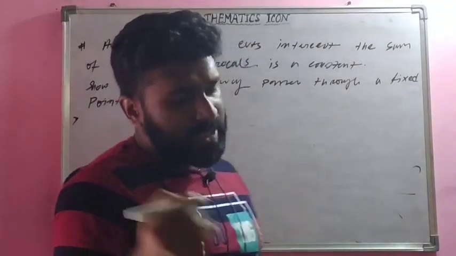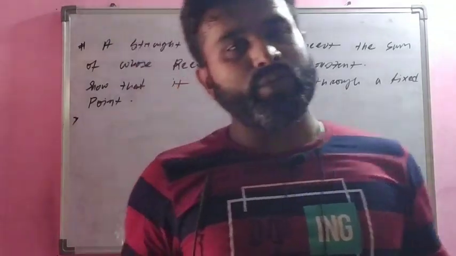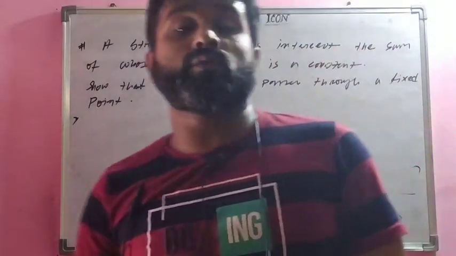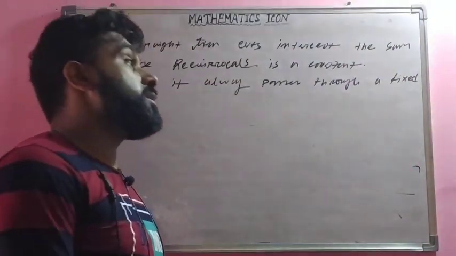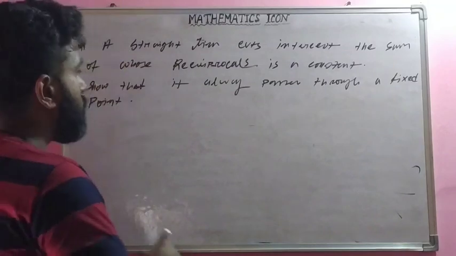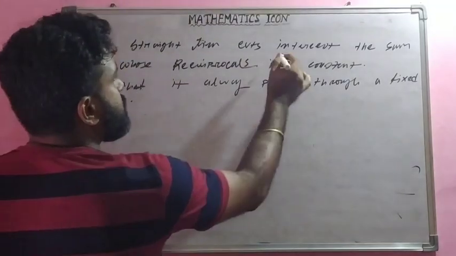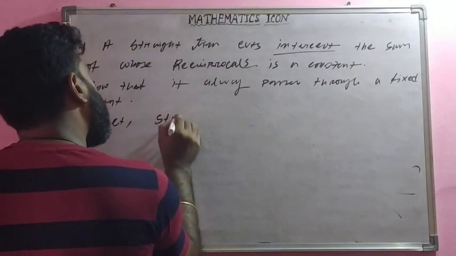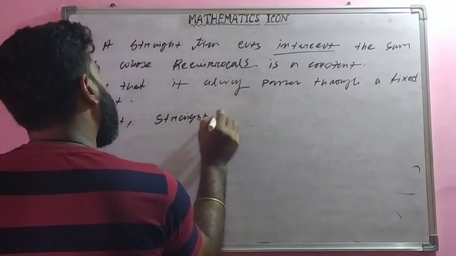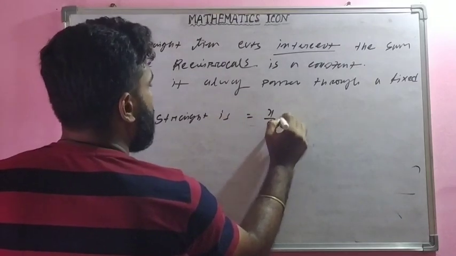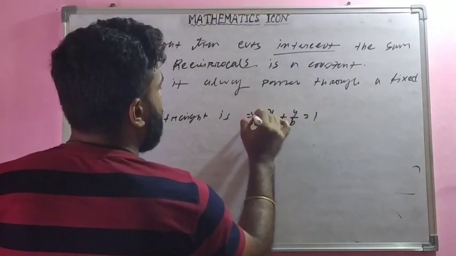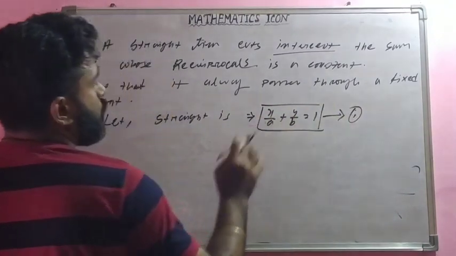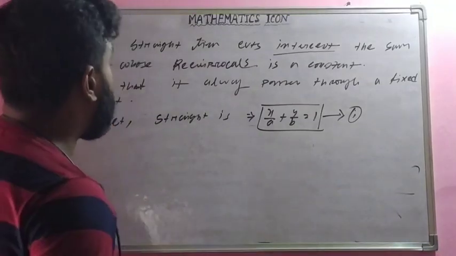Now here, at first a straight line equation should be assumed. What type of equations and what type of straight line formations needs to be chosen here? The word intercepts is used, so obviously we have to choose, let the straight line be x by a plus y by b equals 1. That is the required straight line. Anyhow, we just have to get these a and b values so that we can get the final equation.